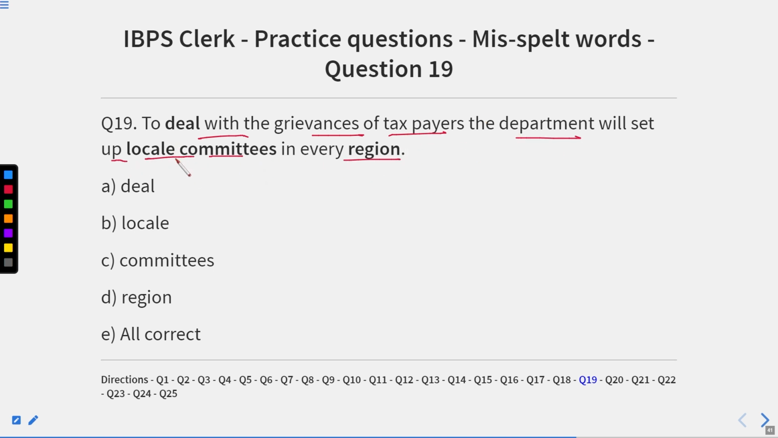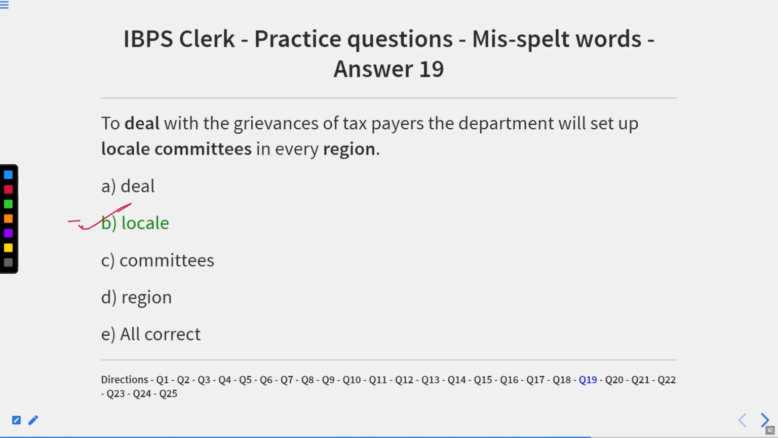Now this is locale. This word is incorrect over here, or you can say the spelling of the word local is incorrect. Local means which is inside a country or inside a city only, or of that particular city only. So here it is not locale, it is local. So the correct spelling is local. So the correct answer is B, of course. Now let us move to the next one.